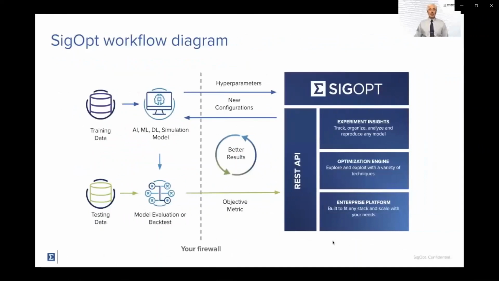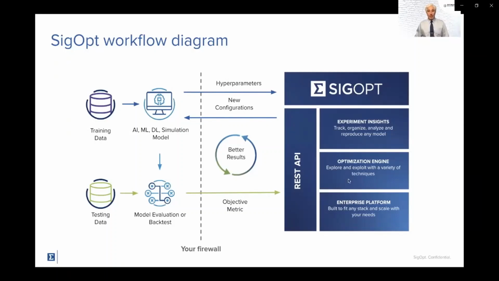SigOpt is a software as a service solution, which provides the ability to conduct this tuning while still leaving customer training data, model information, and evaluation strategies behind the customer's firewall. Indeed, we only know the information which is provided to us, in principle, only the information about which hyperparameters we should be studying. We provide suggestions for new configurations. The customer evaluates them and tells us how these configurations performed.